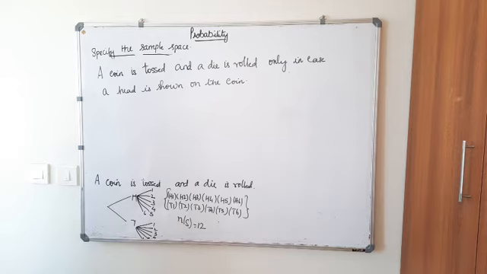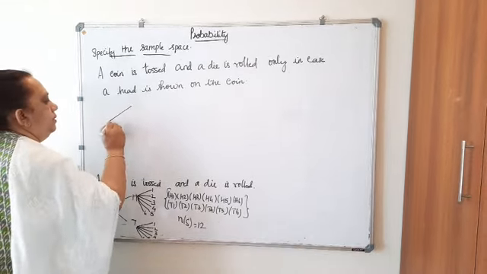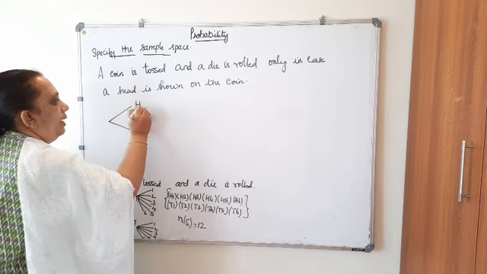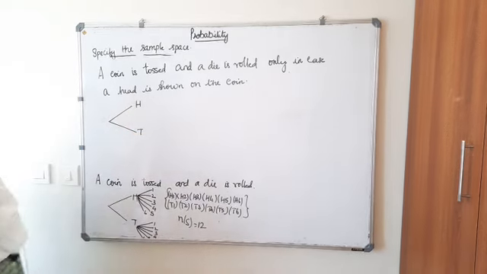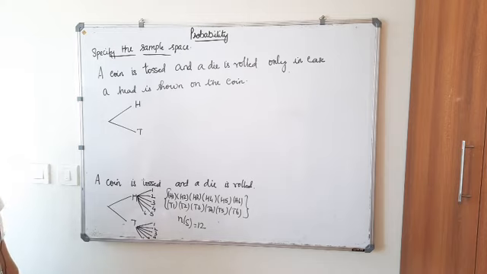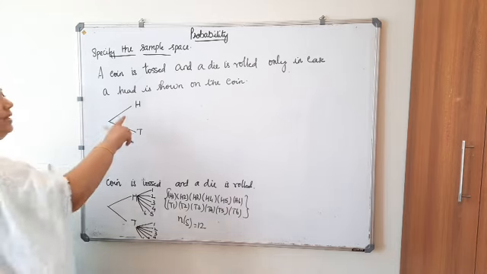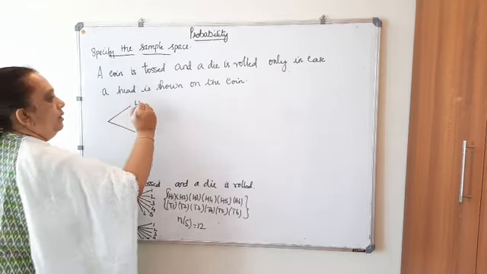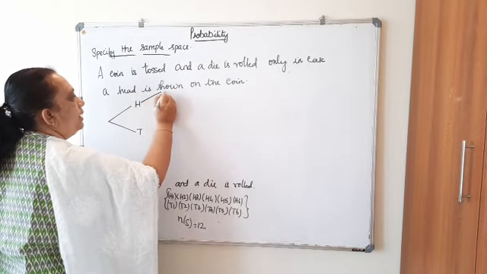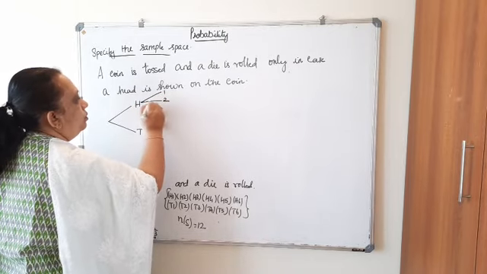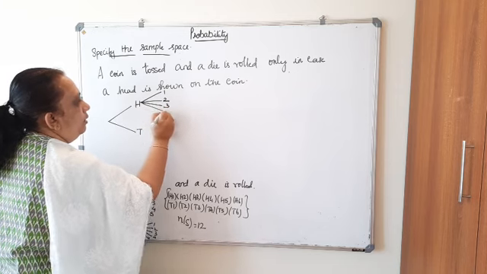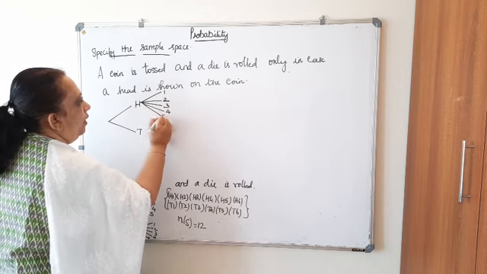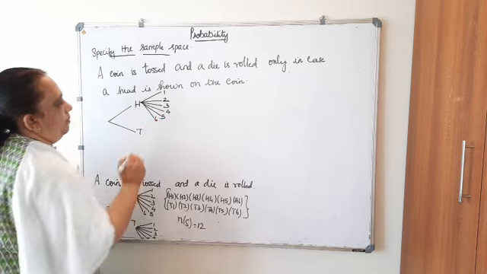A coin is tossed and a die is rolled. Okay, a coin is tossed. You may get a head or a tail. Then a die is rolled only in case a head is shown on the coin. Only if head comes up, a die is rolled. So when a die is rolled, you get 1, 2, 3, 4, 5, 6.